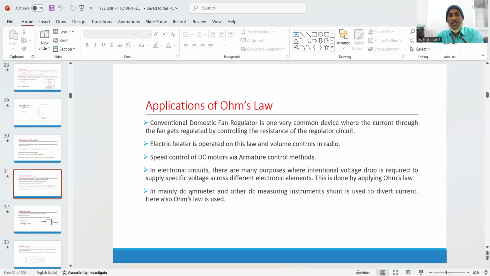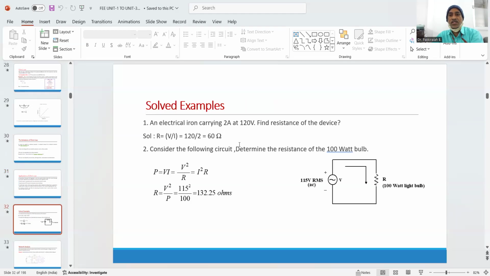In DC ammeters and other measuring instruments, a shunt is used to divert current. Here also Ohm's law is used. And some examples with numericals you can see here.